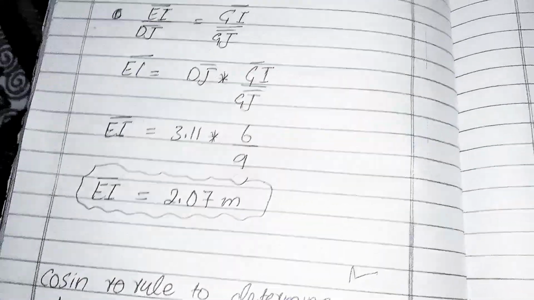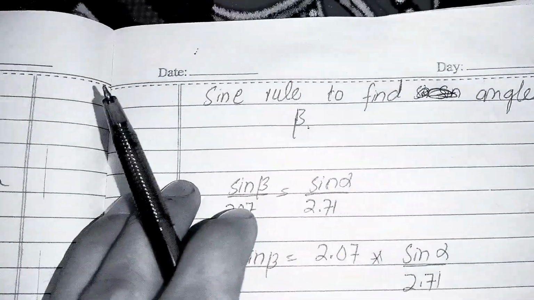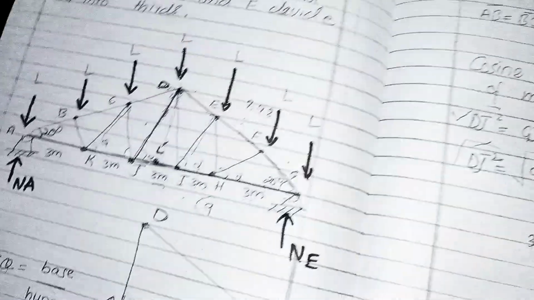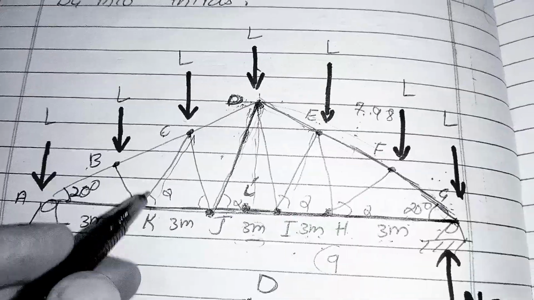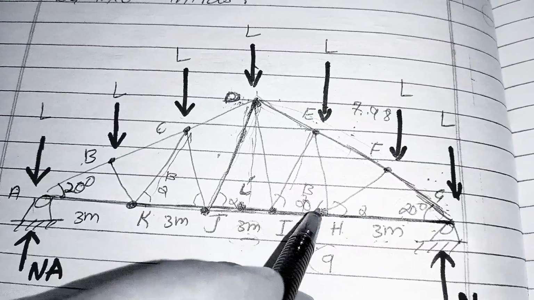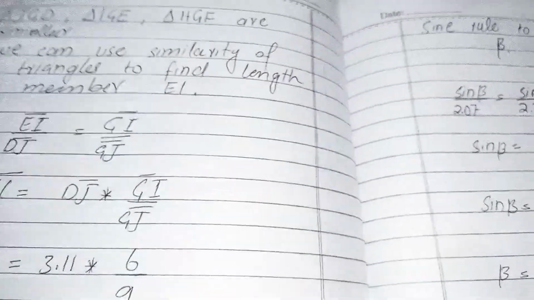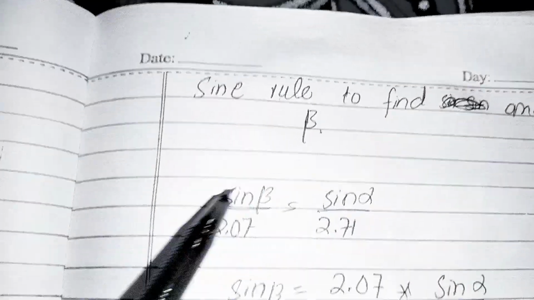Now I will use the sine rule to find the beta angle. So this is our beta angle, this is our beta angle, and this is also the beta angle. Okay, so I'll find these angles. Now I use the sine rule to find the beta angle.